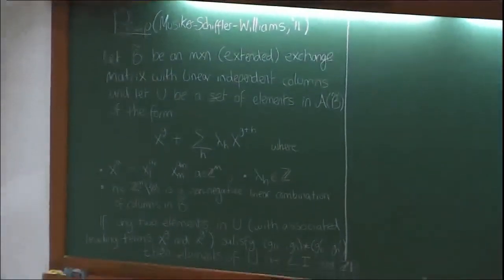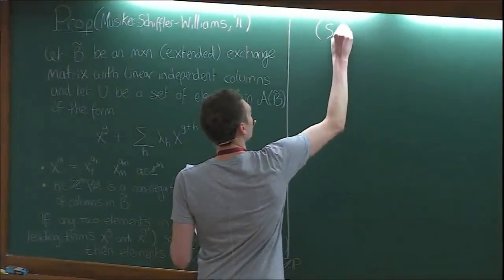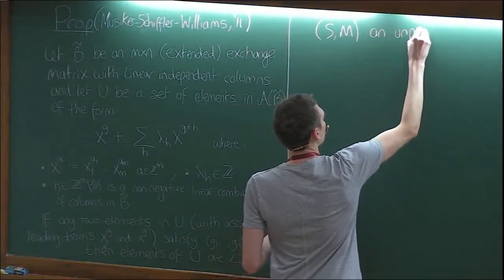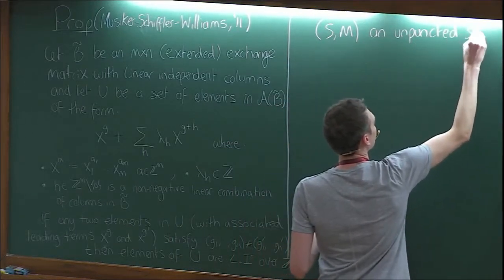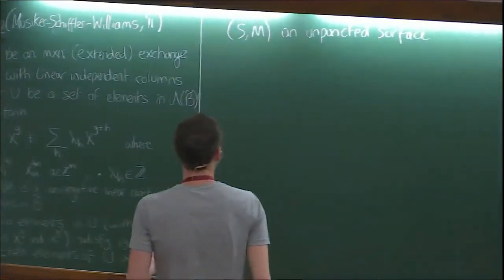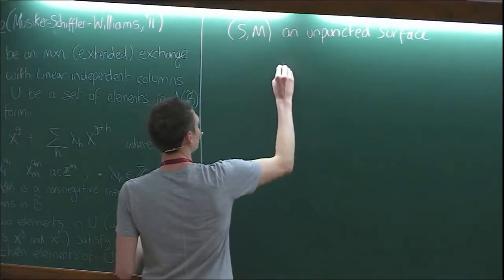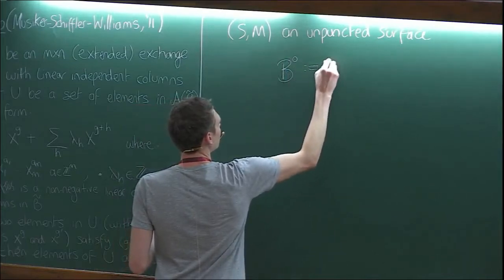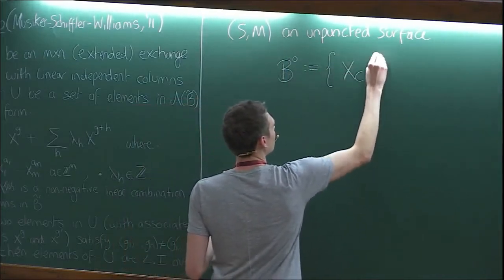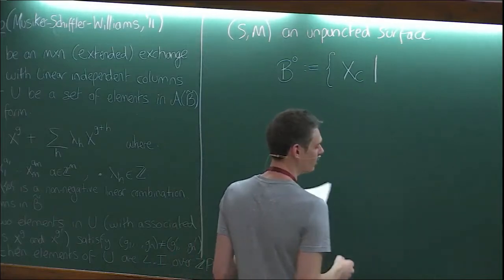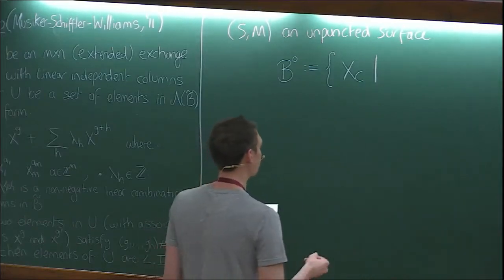Yes, so let's just recall what was going on last time. We were dealing with unpunctured surfaces. And we were defining a set of elements from the surface, which was B circ. And we were getting elements for each collection of non-intersecting arcs and closed curves on our surface.